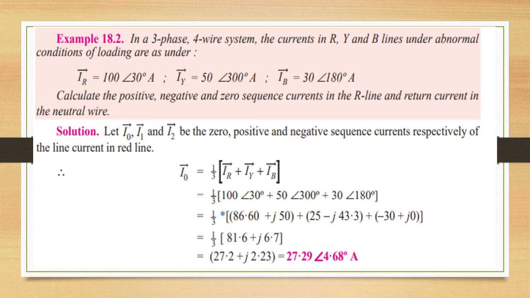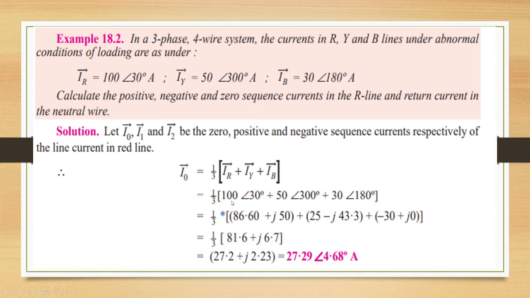Let I0, I1 and I2 be the zero, positive and negative sequence currents respectively of the line current in the red line. We have just now derived these equations for I0, I1 and I2. So I0 is equal to 1 by 3 times (IR plus IY plus IB). IR is given as 100 angle 30, IY is given as 50 angle 300 and IB is given as 30 angle 180. So substitute the values of IR, IY and IB in this equation.